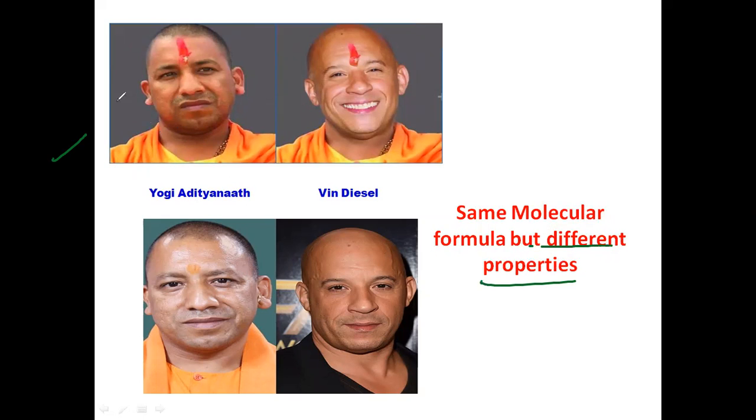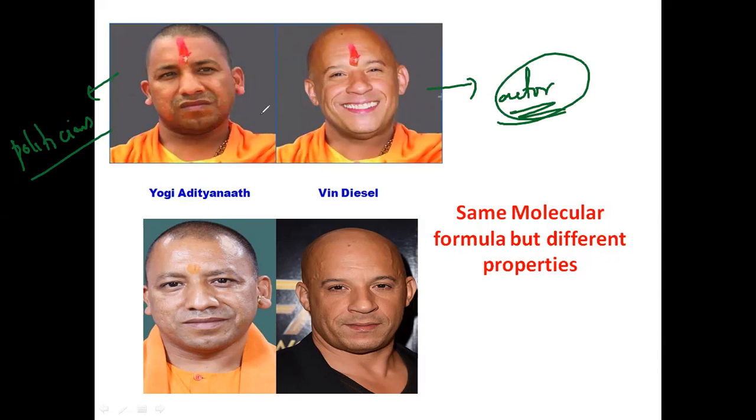That means here, who is this? He is Yogi Adityanath. He is a politician, that is the UP CM, and he is an actor. So here the professions are different, but they are looking exactly the same.